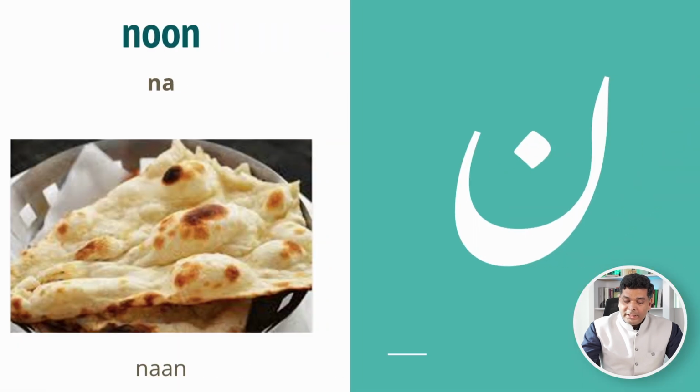You have another letter, whose shape is very similar to qaf, but it is open and it has a nokta inside, and it's called noon. For example, naan could be something which we could use from noon. The letter's name is noon. The sound that it gives you is na.